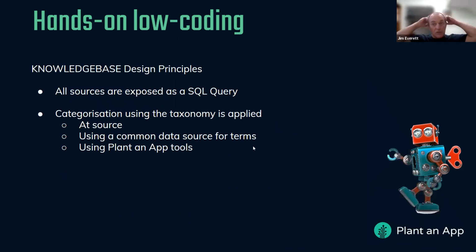So what are the design principles we've adopted? Well, we want to make sure that all of the different sources are exposed using SQL queries, and as much as possible in a common format of SQL, a common response with the same sorts of columns coming back. From the categorization point of view, we want to be applying the taxonomy at source where possible, and to use Plant and App type tools where we can. And also that the terms in the taxonomy should be mastered centrally.